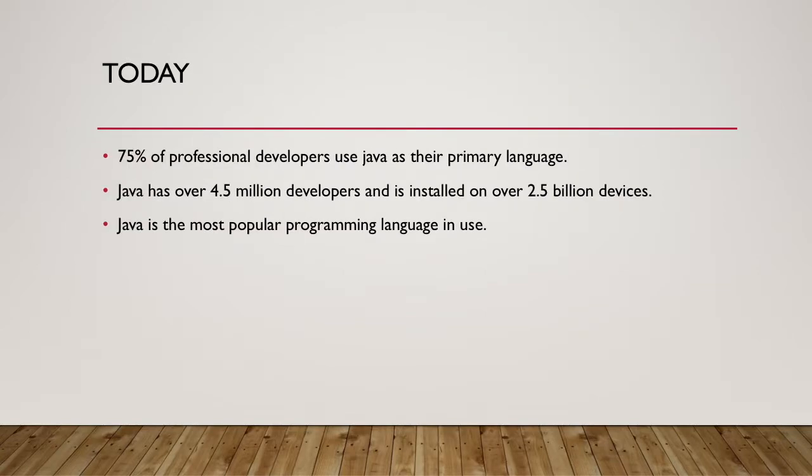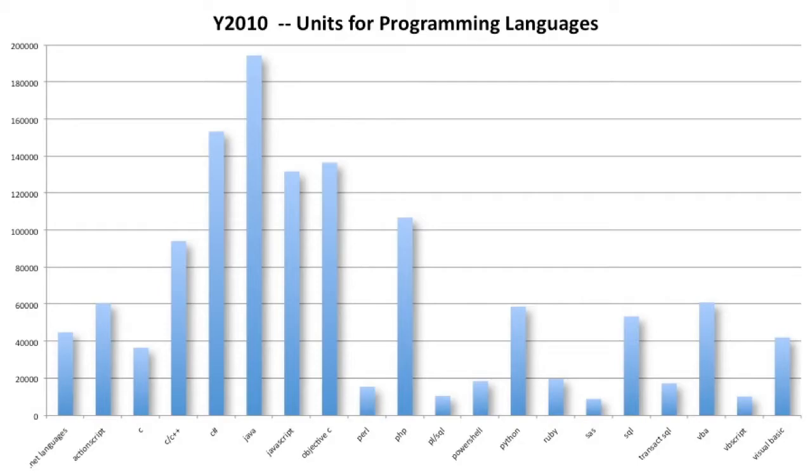Today, 75% of professional developers use Java as their primary language. Java has over 4.5 million developers and is installed on over 2.5 billion devices. Java is the most popular programming language in use. This chart shows that in 2010 there was a study of all the programming languages, and as you can tell, Java is right here at the top. C#, JavaScript, Objective-C, C++, and C are right in here. Even though this was in 2010, this still holds true today.